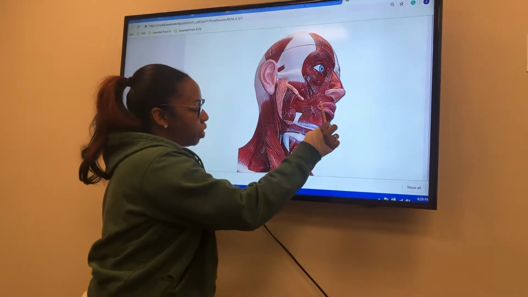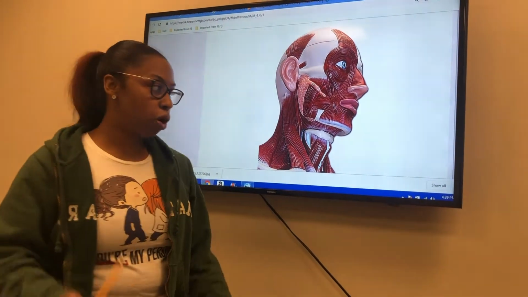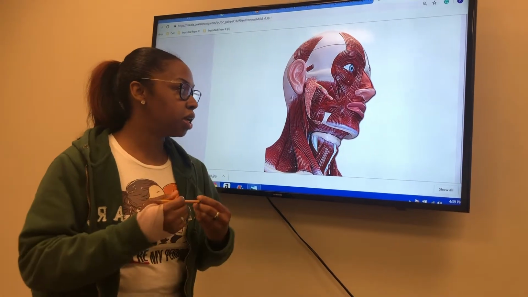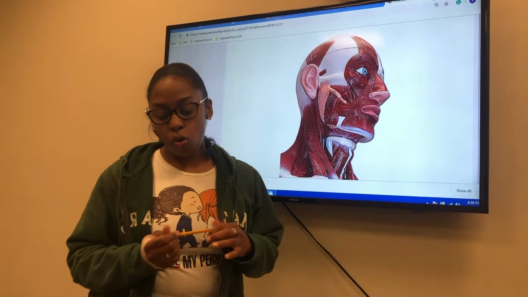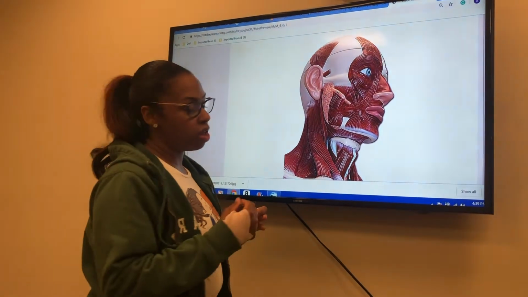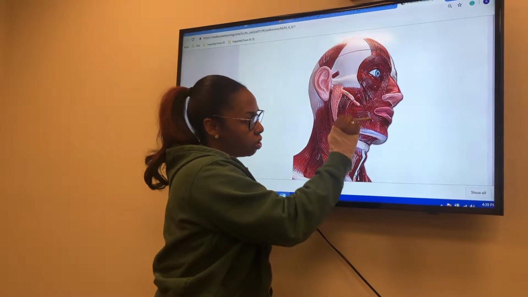This is the orbicularis oris muscle, whose action is to purse the lips, which would be the kissing action, like this. And the origin is the inferior surface of the mandible and the maxilla.